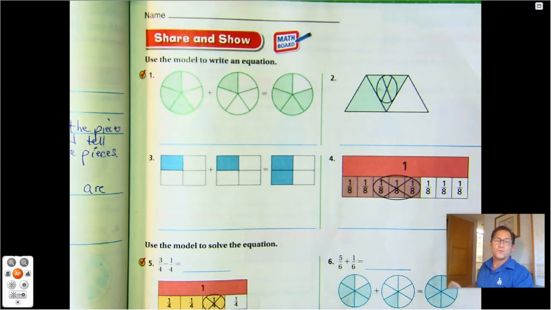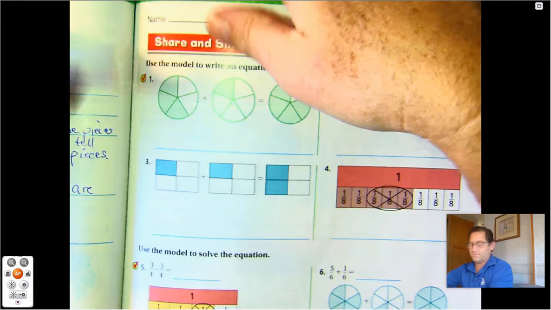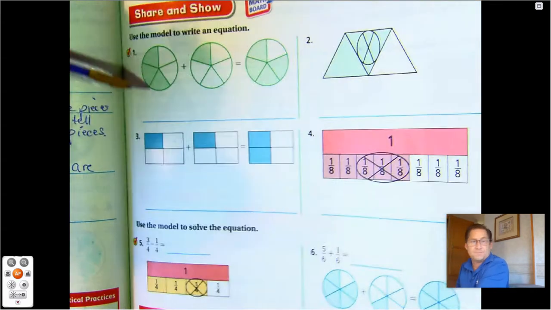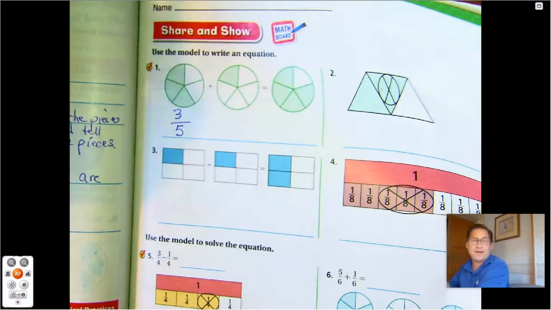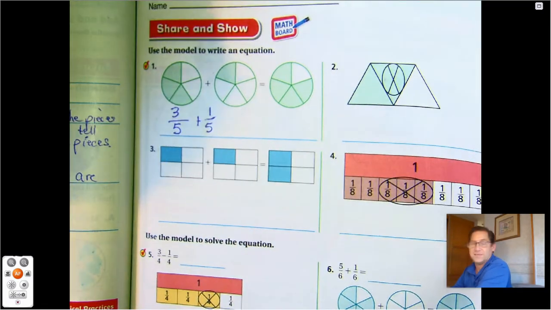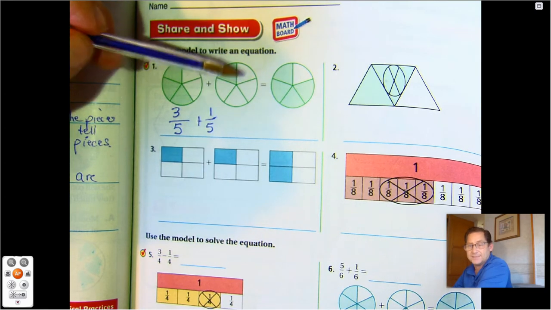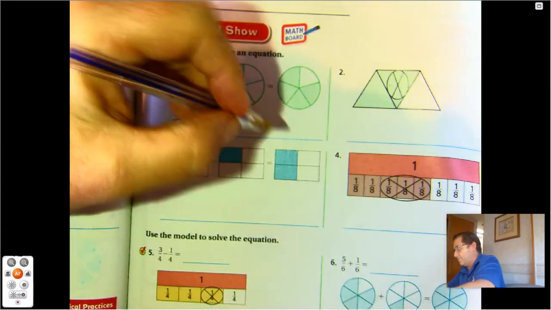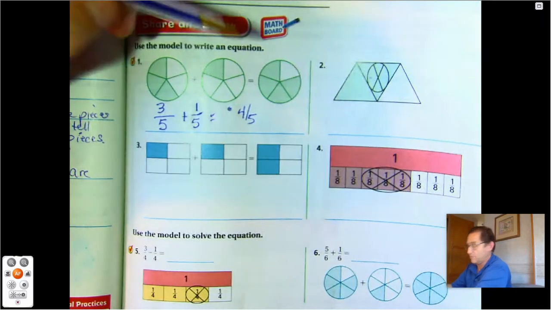All right, number 1, page 281. Use the model to write an equation. Okay. Well, I see that there is a glare on my paper. All right, so there are 5 total pieces in the first circle, and 3 out of the 5 are shaded. I see that 1 out of the 5 pieces in the next circle are shaded, so 1/5. So the circles are the same size, so it makes sense to combine them. So 3 plus 1 is 4/5. And that's what this shows us. 1, 2, 3, 4. 4 out of 5.